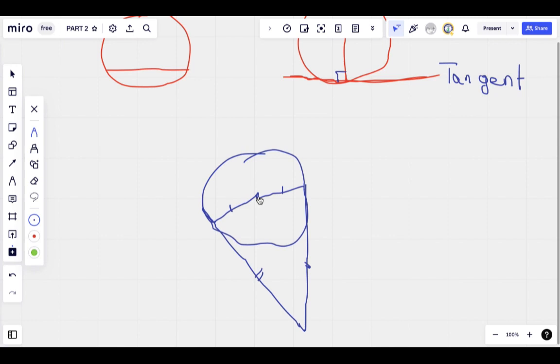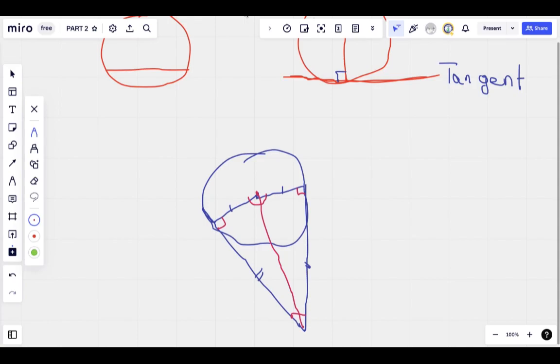And then we can also join from the center of the circle to divide this triangle into two equal parts. Here is 90 degrees because a radius and a tangent make 90 degrees. Here is 90 degrees because a radius and a tangent make 90 degrees. Here is an angle. They may ask us to calculate this angle if they give us this one. So it depends on the nature of the problem.